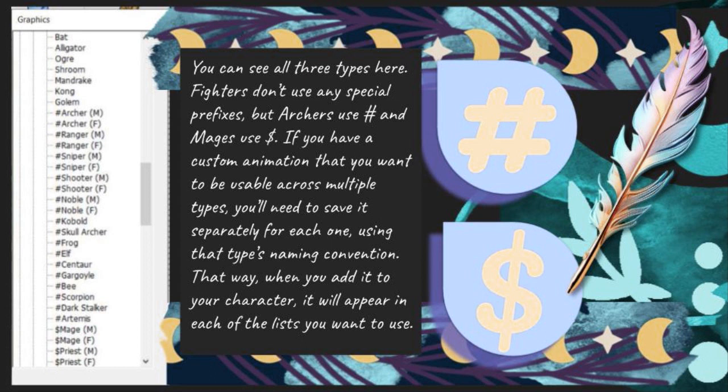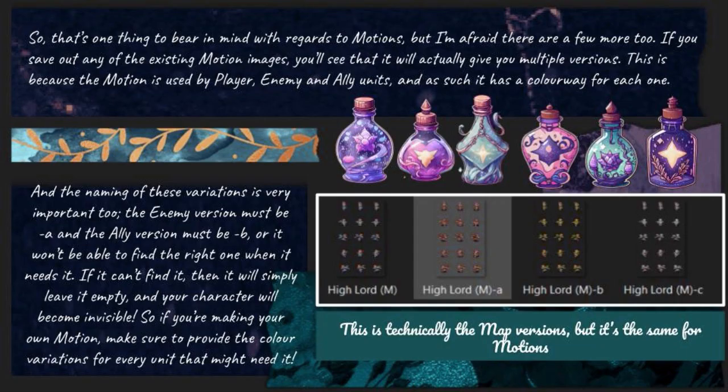Fighters don't use any special prefixes, but archers use hashtag and mages use $. If you have a custom animation that you want to be usable across multiple types, you'll need to save it separately for each one, using that type's naming convention. That way, when you add it to your character, it will appear in each of the lists you want to use. So, that's one thing to bear in mind with regards to motions, but I'm afraid there are a few more too.